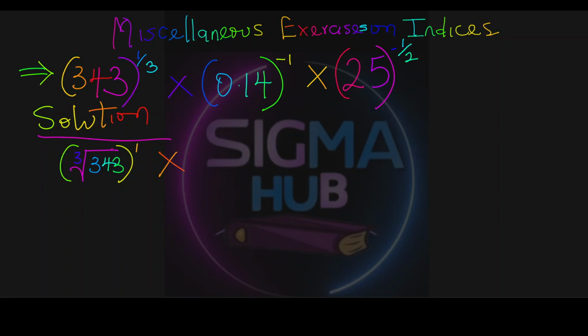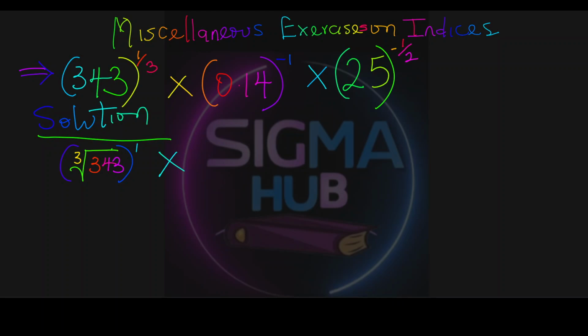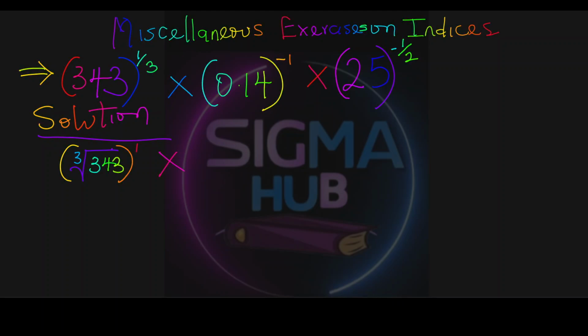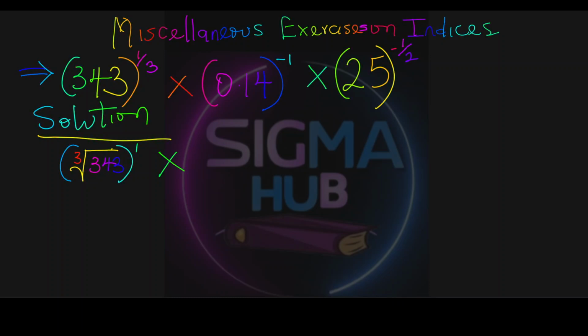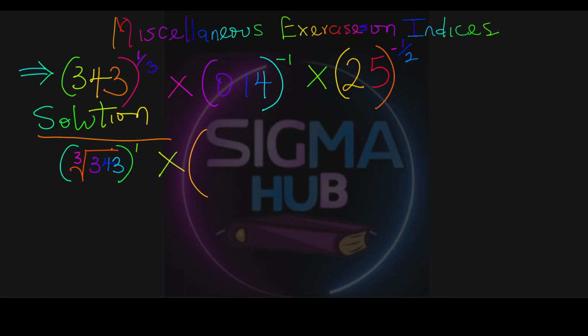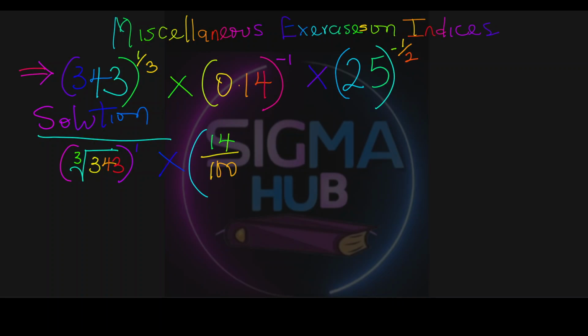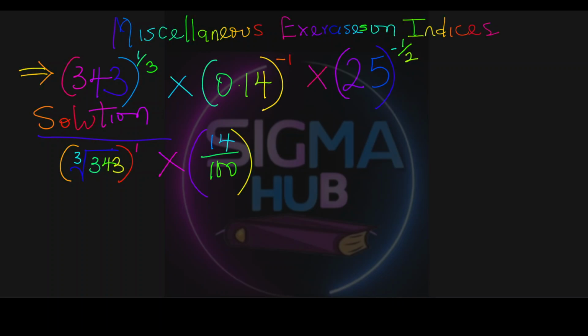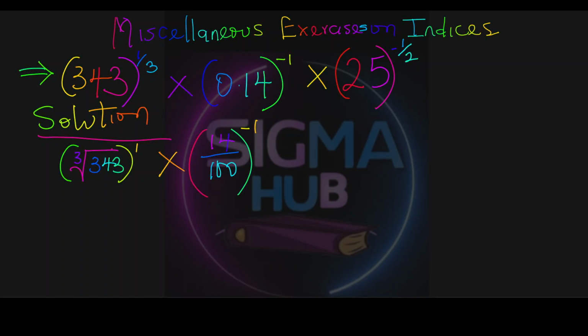Multiplied by, so when you have a decimal number under indices, as in the case of 0.14, the best approach is that you convert the decimal to fraction. So converting this decimal to fraction, I'm going to be having 14 over 100, all raised to the power of minus 1.